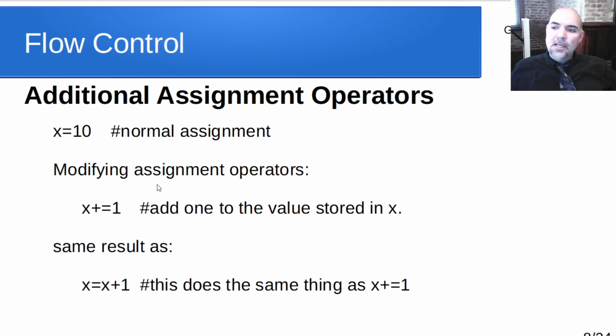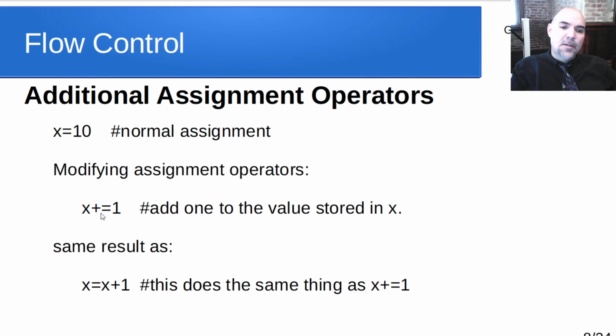So the new ones are what are called modifying assignment operators. What they allow us to do is not to create a variable like we have here and put a new value in it. They allow us to change a value that's already in a variable. And here's one that you'll probably end up using quite a bit. This is the plus equal operator.